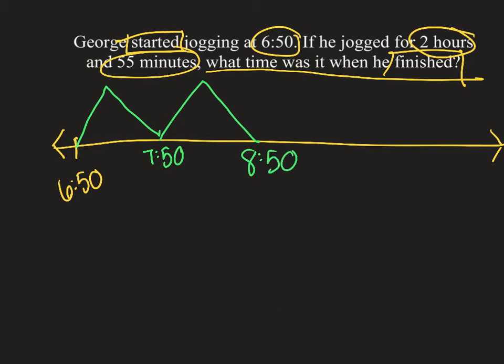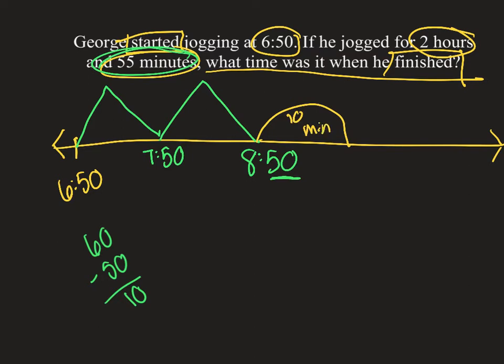And now it says he jogged 55 minutes. Well, this is where the hard part comes in. I know there's 60 minutes in an hour, okay? So really, I only need 10 minutes left to jump from 8:50 to 9, right? Because I do 60 minus 50 equals 10. And so to get from 50 to 9 o'clock, I just add 10 minutes. So I'm going to add one hill that's worth 10 minutes. And that gives me to 9 o'clock, right? So I added 10 minutes there.